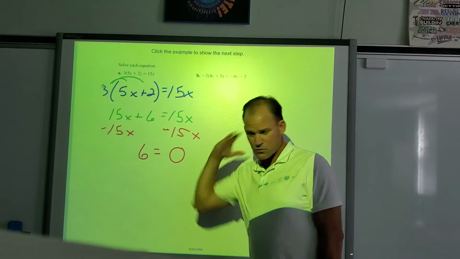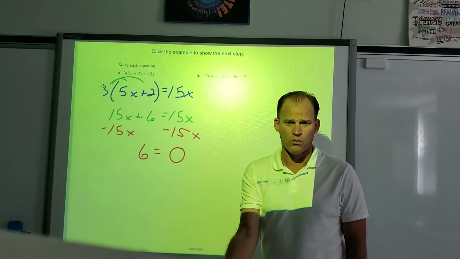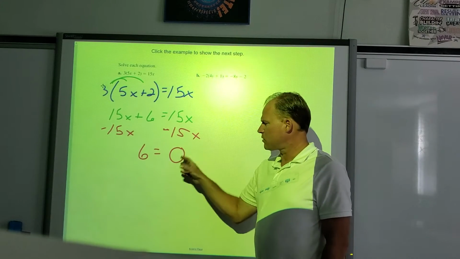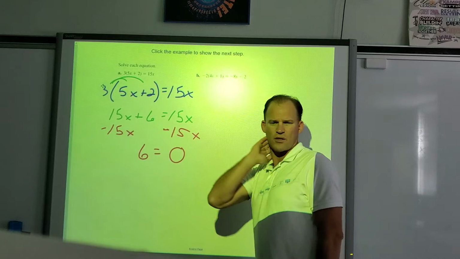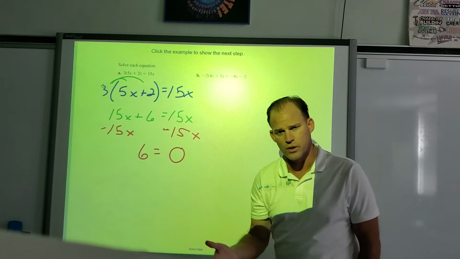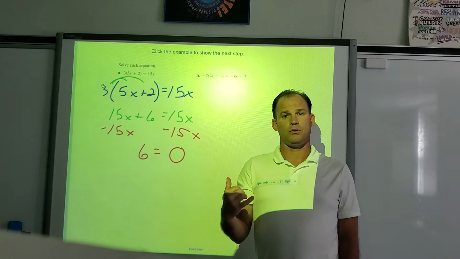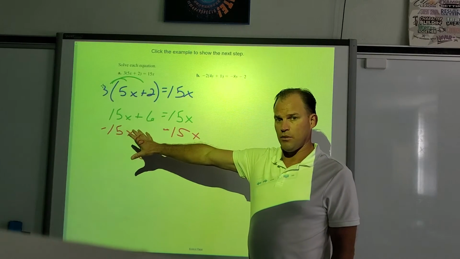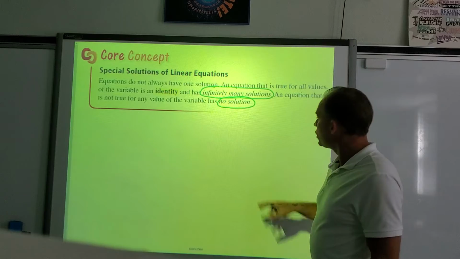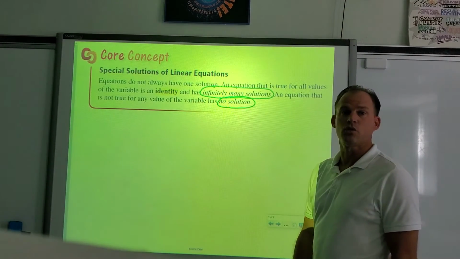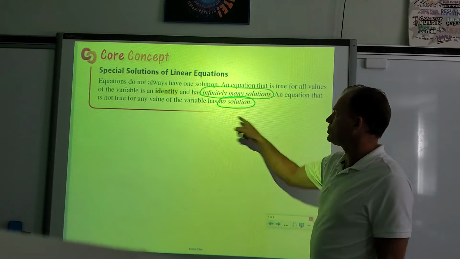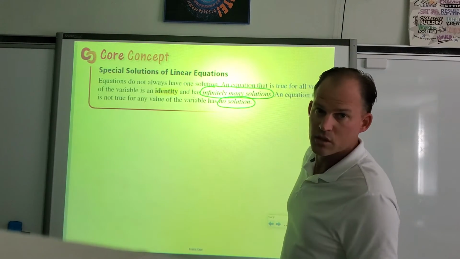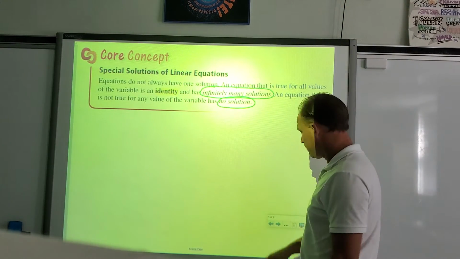So, what happened? Where'd the variables go? 15 minus 15 is 0. Don't write 0x, it's just 0. You've got a problem, there's no variables left, okay? When this happens, if there are no variables left in your problem, then you have one of these two situations. You either have infinitely many solutions or no solutions. By the way, you should write these words in your notes if you haven't done so already. Pause the video if you need to.